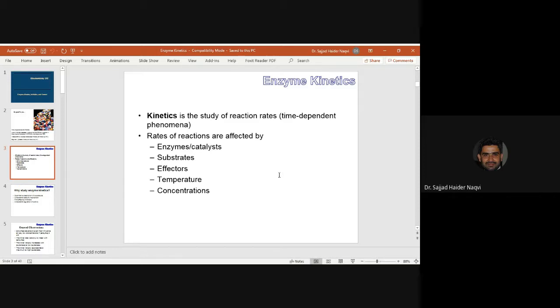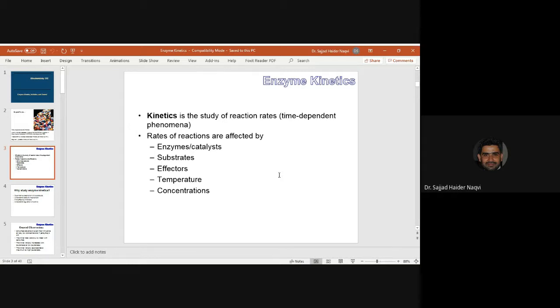If you remember, last time we discussed a little bit about kinetics in terms of energy of activation, and you were told that enzymes work by lowering the energy of activation. And what is energy of activation? It is the minimum amount of energy required to transform a substrate into the intermediate state, from where it is then transformed into product.